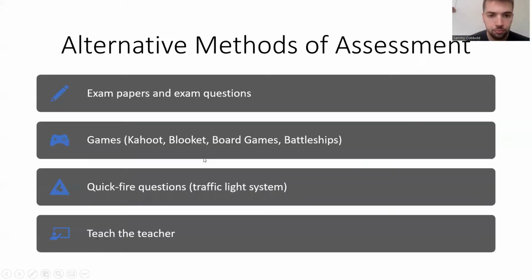Let's move on. Next, we've got alternative methods of assessment. I've touched on these already, but here's a few suggestions for how you can assess a student's level. We'll start with the basic one, exam papers and exam questions. Some of my favorite resources for these are PMT, Physics and Maths Tutor, particularly good for the GCSE level. Save My Exams is also very good, and I'm sure you'll have some of your own resources that you can use.